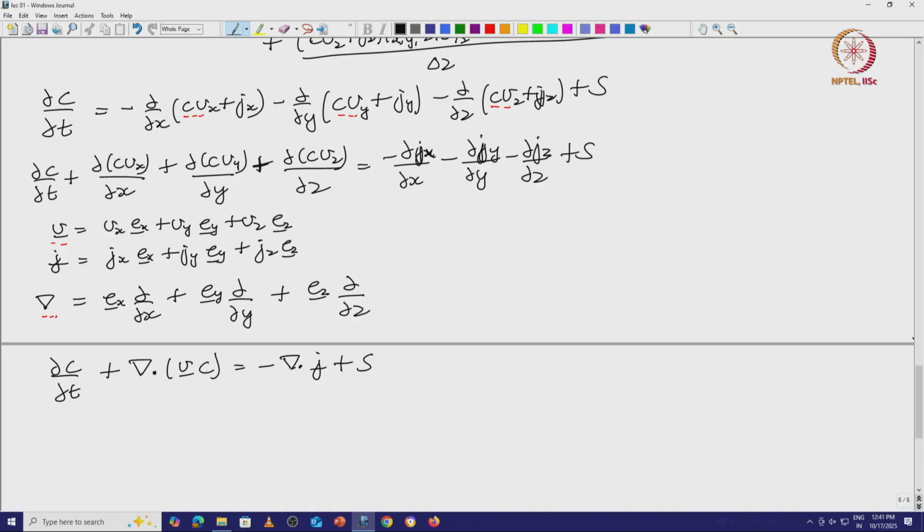So, I will stop here and I will continue in the next lecture. I will give you some more insights into what these operators mean, and then I will go ahead and derive the conservation equation in another coordinate system, that is the spherical coordinate system.